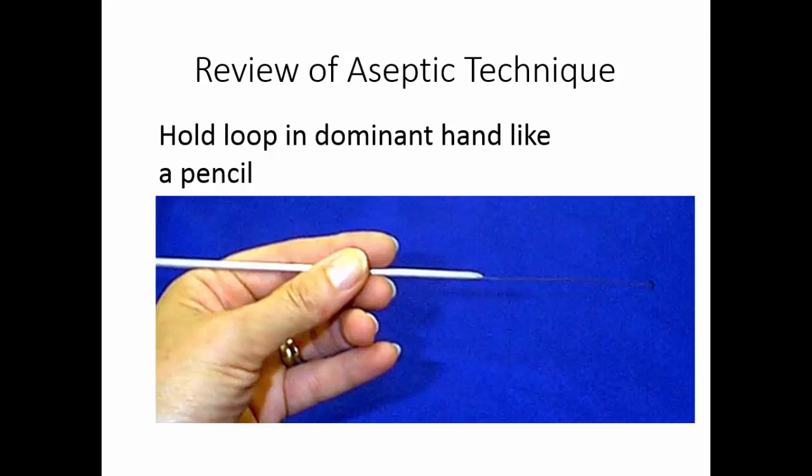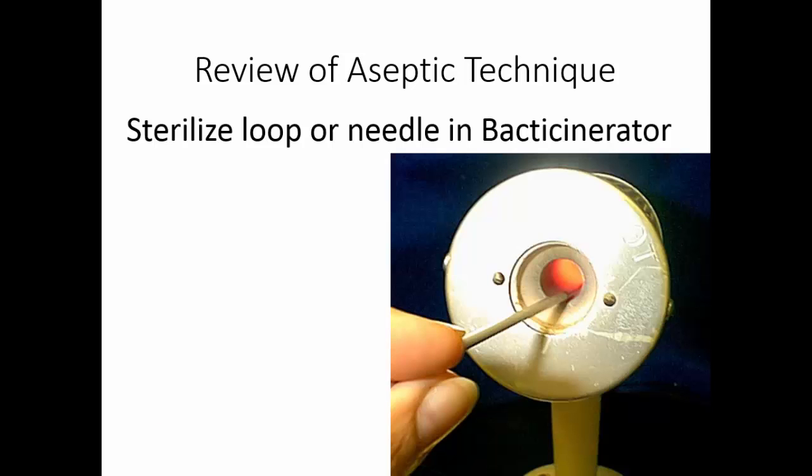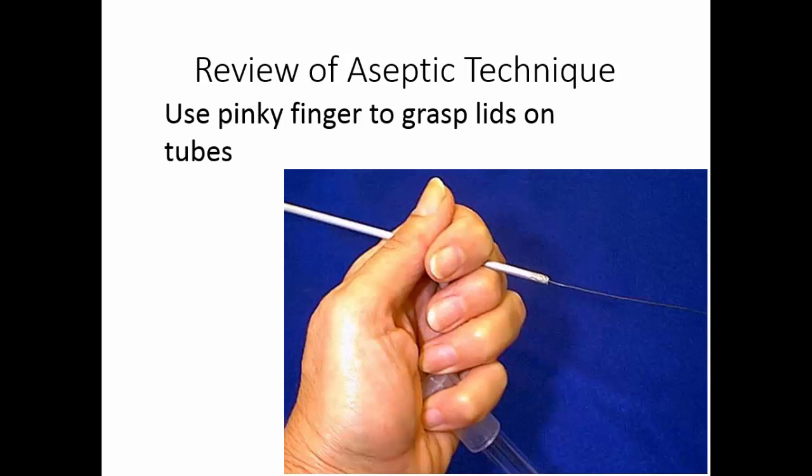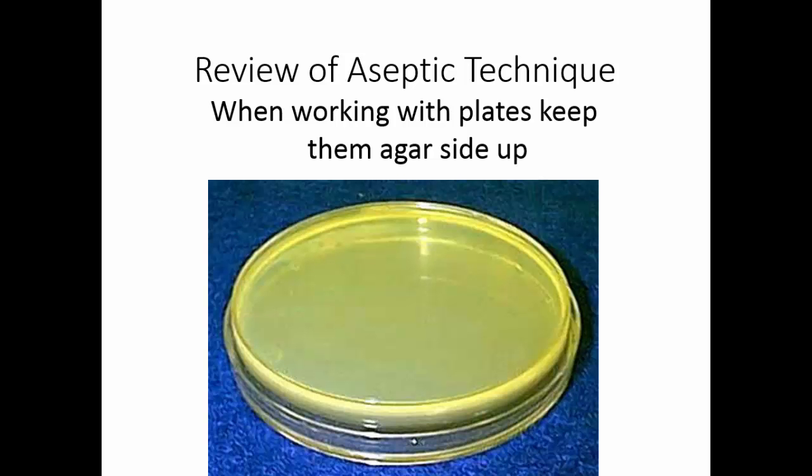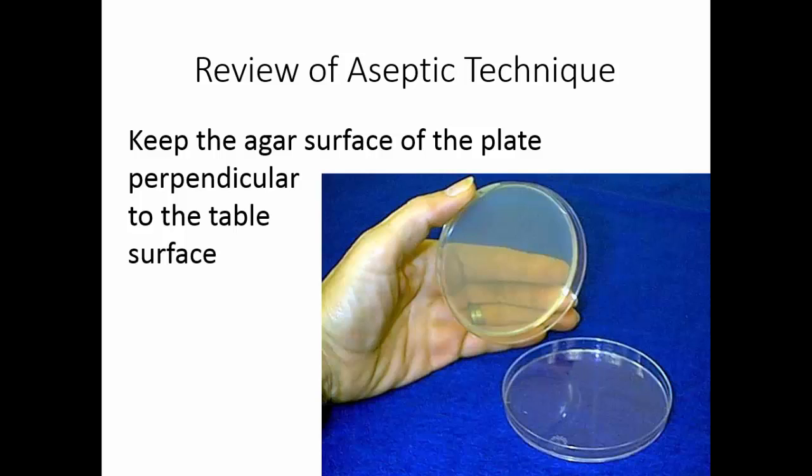Just to review some aseptic technique, you're going to hold your loop in your dominant hand like it's a pencil. You'll sterilize the loop in the bacticinerator because it will glow 3 seconds and you will watch it glow for 3 seconds. When taking lids off of tubes, you will use your pinky finger to grasp the lids on the tubes and keep the lids in your hand until you are finished with that tube. The lids cannot be put on the table. When working with agar plates, you keep the agar side up. And you also keep the agar surface of the plate as perpendicular to the table or surface as possible.